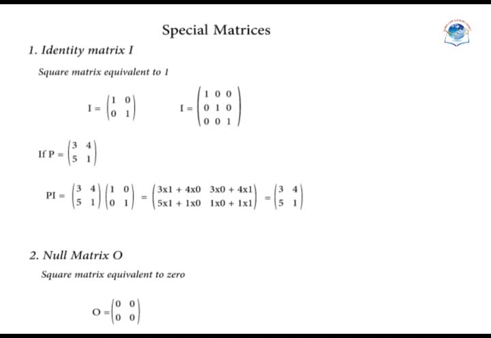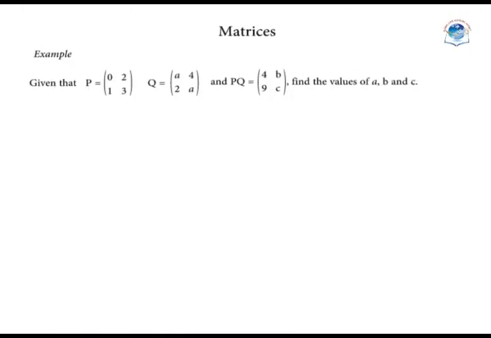We take 2 examples. First one, given that P is equal to 0, 2, 1, 3, Q is equal to A, 4, 2, A, and that P times Q is equal to 4, B, 9, C. Find the values of A, B, and C. In this case, we multiply the elements of P and Q as usual and equate them to the corresponding elements of the product matrix PQ. We shall form equations and solve them.